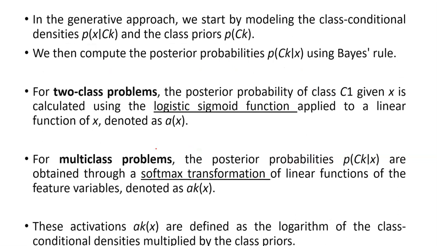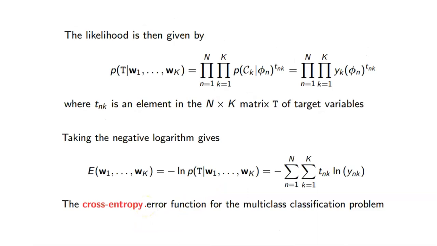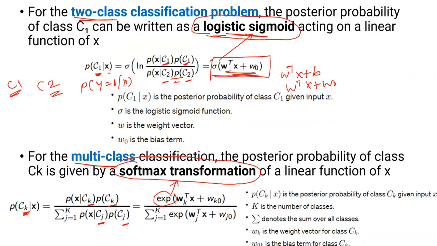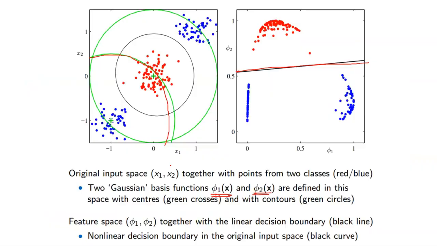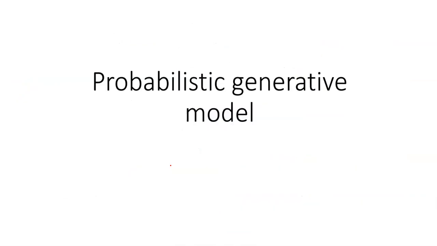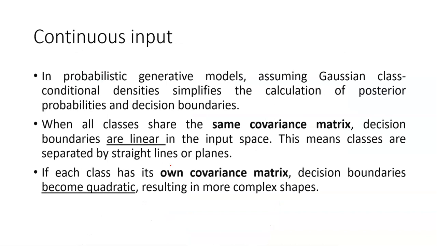Next we will see the probabilistic generative model. The same definition applies: for a two-class problem we use the logistic sigmoid function, and for a multi-class problem we use the softmax transformation. The same formulas which we have seen in previous slides are applicable. Two things we need to focus on in the probabilistic generative model are continuous input and maximum log likelihood. In continuous input, if the data are not discrete but continuous, we need to make an assumption of the same covariance matrix.